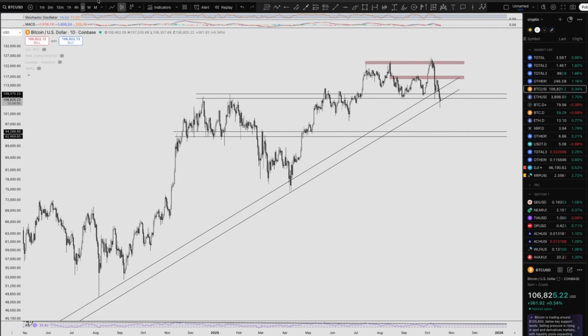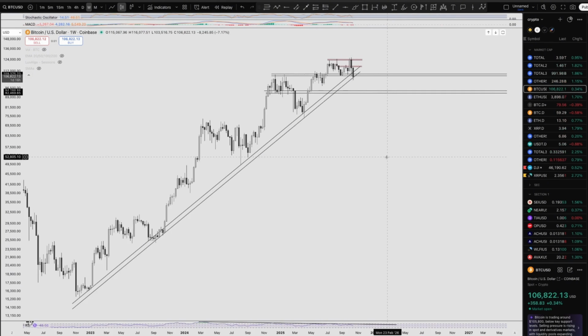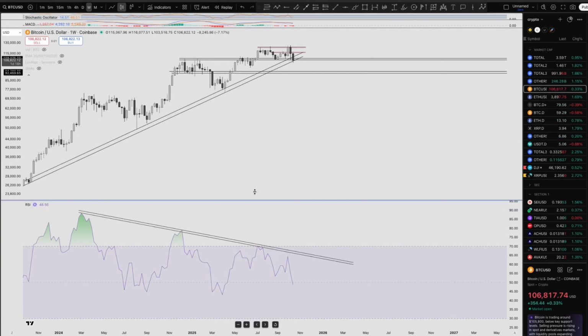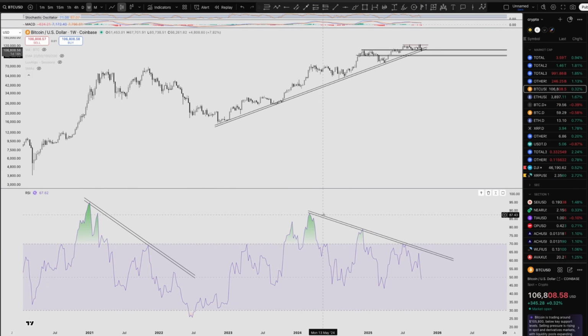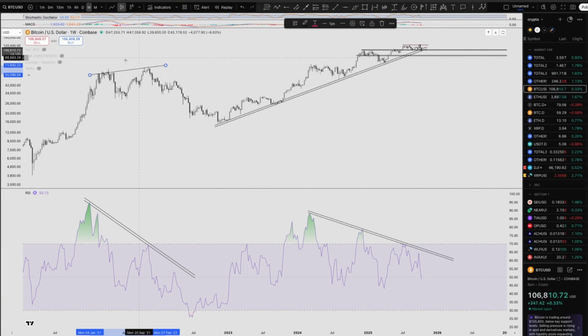On the other hand, if we look at the weekly time frame, we can see that in this section, we had talked about the RSI and that Bitcoin has entered a divergence on the RSI. What does that mean? This means that when the price is making higher highs on the chart, but the RSI is making lower highs, it indicates that momentum is being lost.